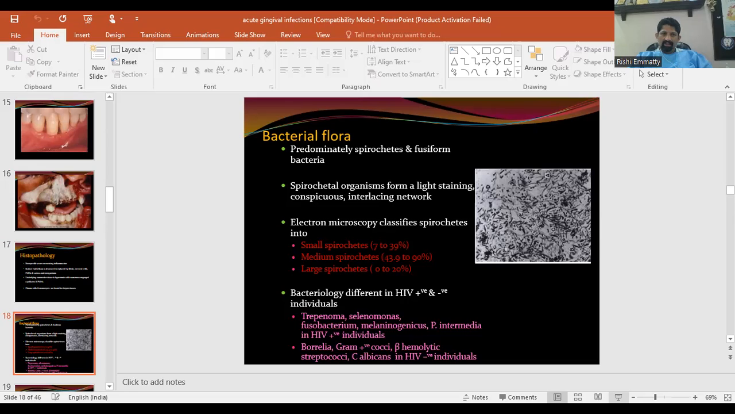So, HIV positive, it will be Treponema, Selenomonas, Fusobacterium, Prevotella melaninogenica, and Prevotella intermedia. And for HIV negative, it will be Borrelia vincentii, gram positive cocci, beta hemolytic streptococci, and Candida albicans. Candida, you know, is a fungus.